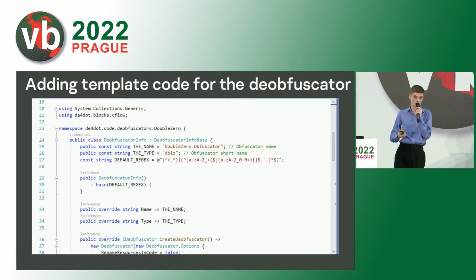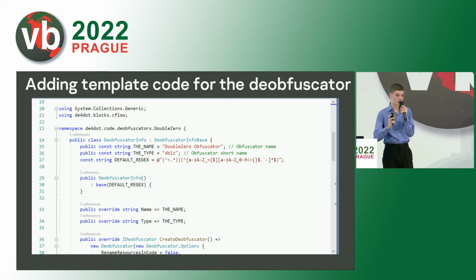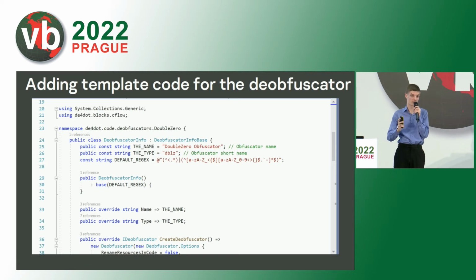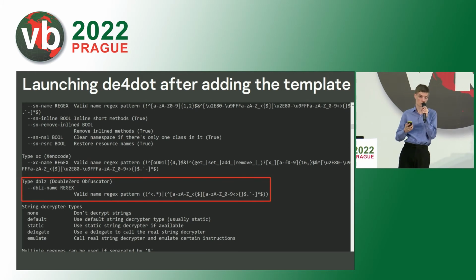Then we have to place a template file for our deobfuscator. What's important to know about this template file is that we have to assign a name for our deobfuscator, which will be 00 in our case. And once we assign the name, we can compile de4dot and launch it through the command line. And if we have done everything correctly, we will see the description of our deobfuscator appear among the list of all deobfuscators.